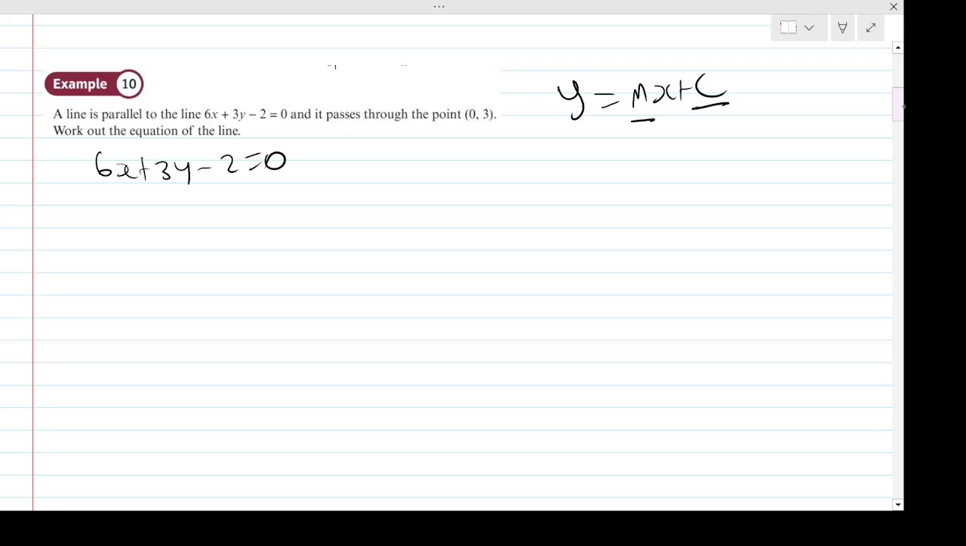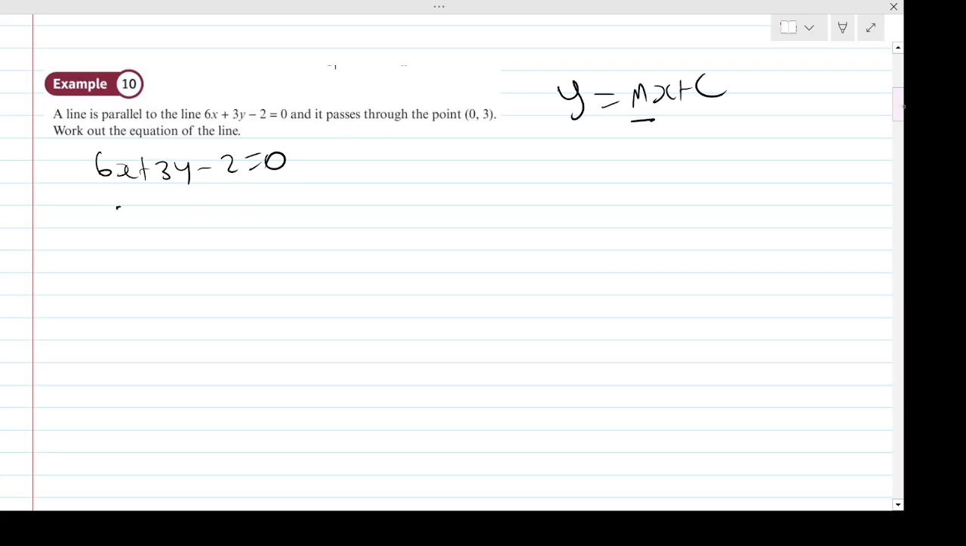But in this case, we're interested in the gradient because it's talking about parallel lines. So I need to consider gradients, okay? Because then they need to be equal. Anyway, this line here is not in the form y is mx plus c, so let's rearrange it then.